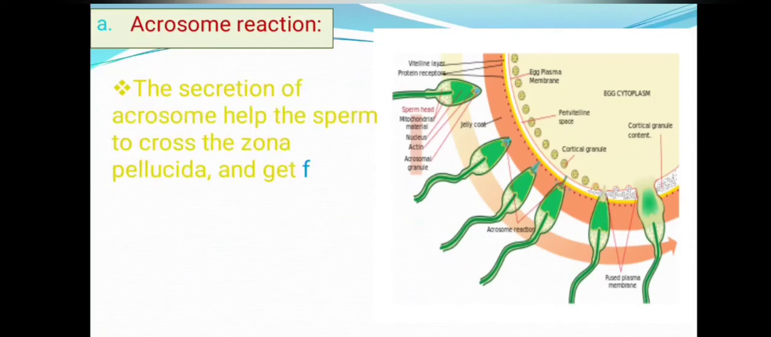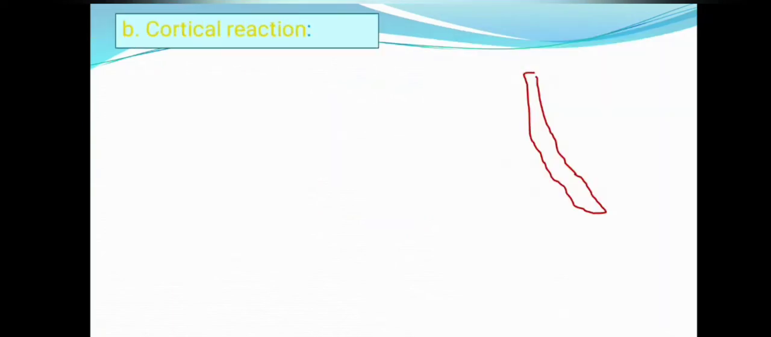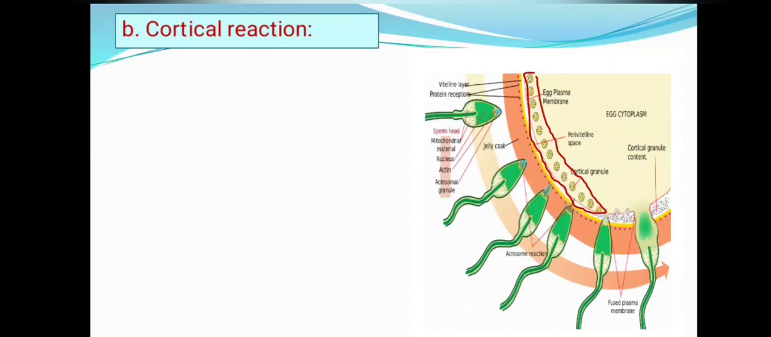The secretion of the acrosome helps the sperm to cross the zona pellucida and get fused with the inner layer, that is the plasma membrane of the secondary oocyte. Now the sperm has crossed the zona pellucida and it is attached with the oolemma of the secondary oocyte. You can see here the second reaction is the cortical reaction. How the cortical reaction helps to prevent polyspermy, we are going to study.